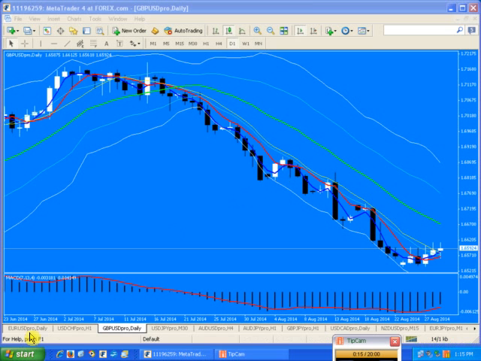I've got many different currency pairs I can trade: Euro over the dollar, US dollar over the Swiss franc, British pound over the US dollar, US dollar over the yen, Australian dollar. Those are the main ones. So let's get right into it. This chart here is a British pound.